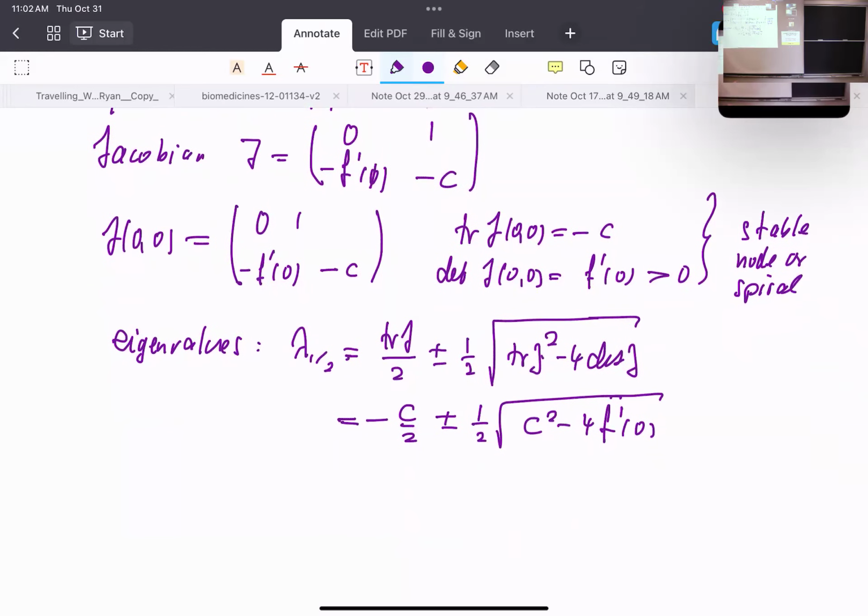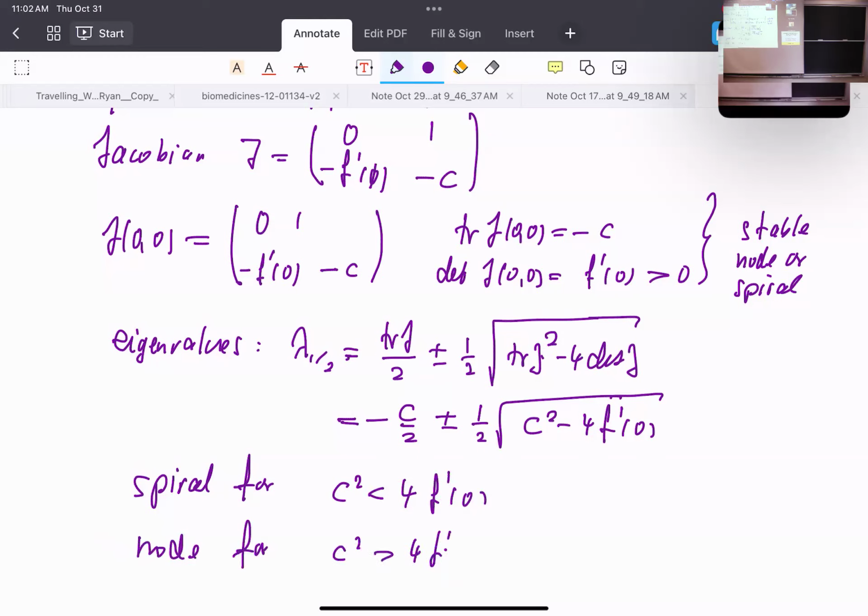So now we can see where it changes between spiral and node, right? It is this root thing. If the root thing becomes imaginary or complex, then we get a spiral. So we have spiral for what? When c is small, right? For c squared less than 4 f prime at 0, and a node for c squared bigger than this. And this condition turns out will be important later.